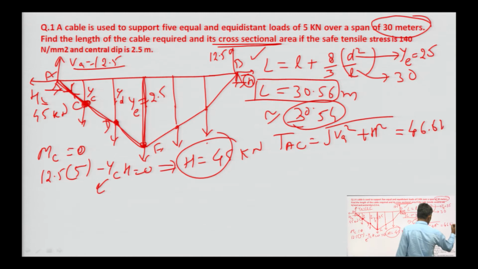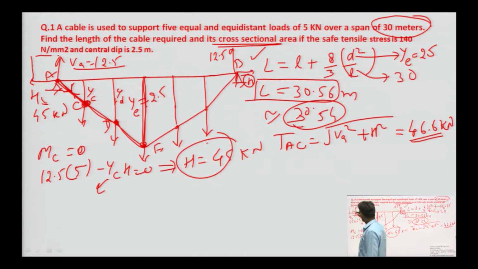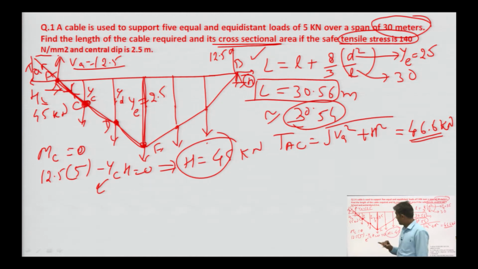That value is 46.6 kilonewton. You can calculate manually. This can be shown by this diagram also, TA, the tension at this support. And the value of the tension at the support A will be the maximum. In the question, the tensile stress is given as 140, and the maximum tension has been calculated.